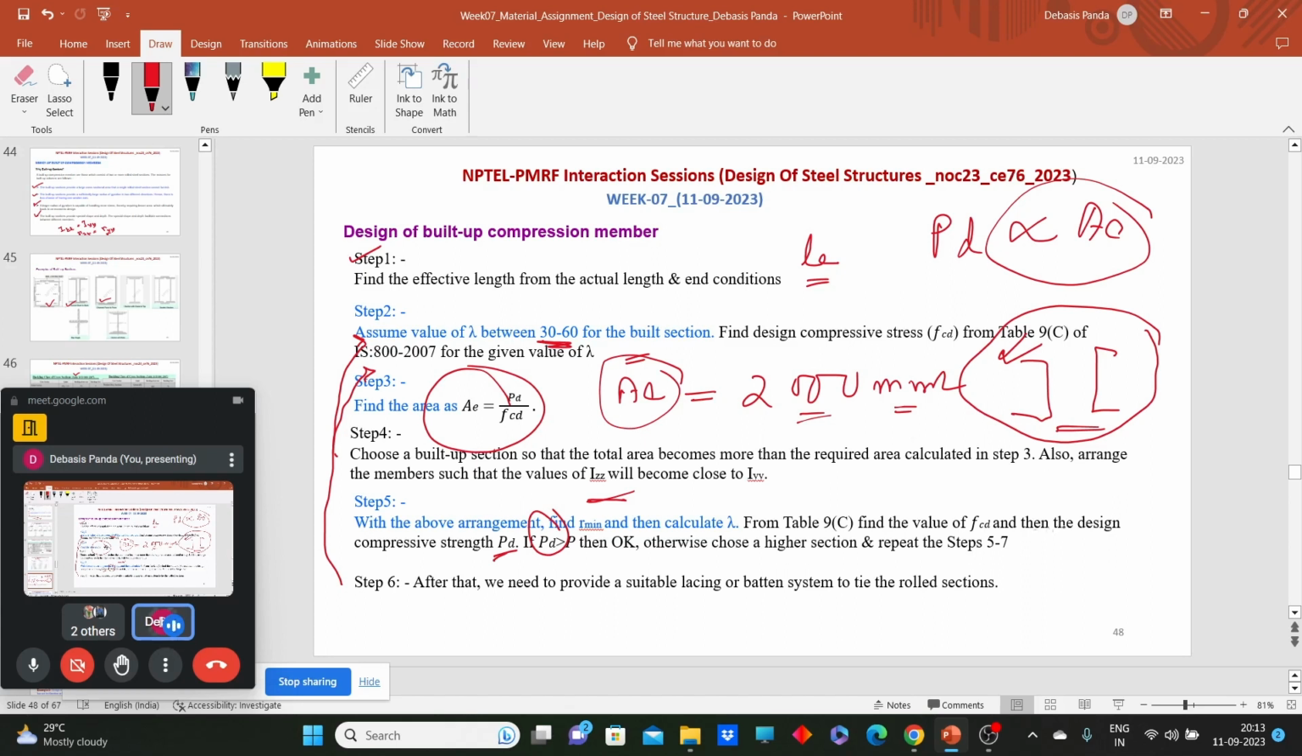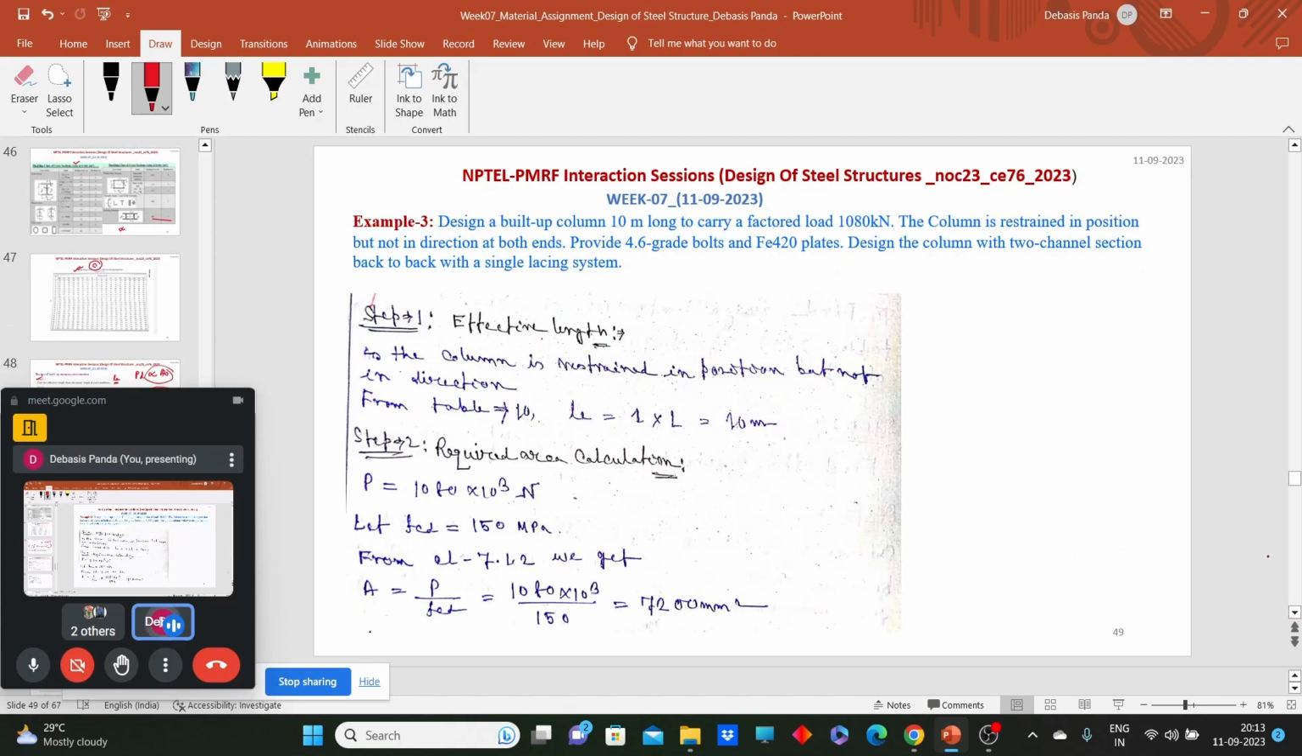So let's quickly solve one example so that these steps will get clear. Here I have provided one example of the built-up member. In the next class we will go into detail on it, but today we will learn how we can select this member and how we can place them, because this will be required for your assignments. I've seen that one problem is coming from the spacing, how to calculate the spacing. So let's quickly go through this problem, then we will solve the previous year assignments.